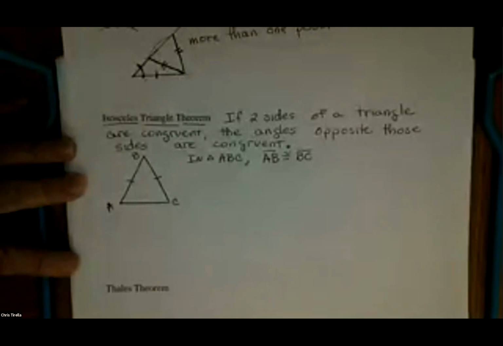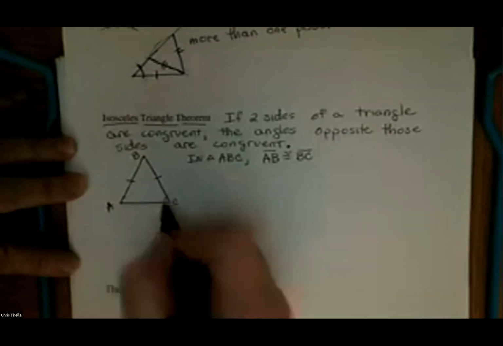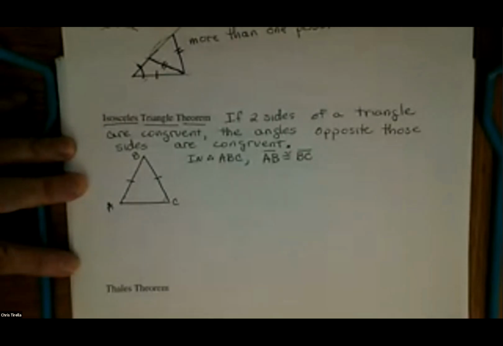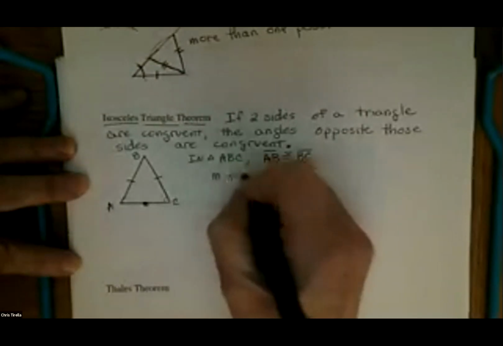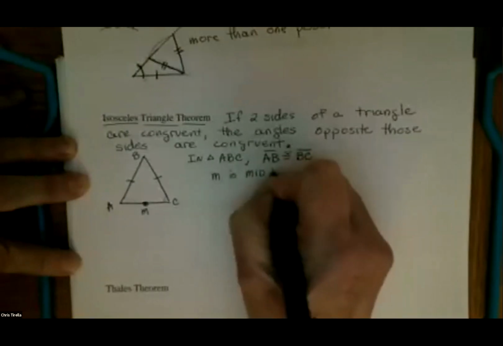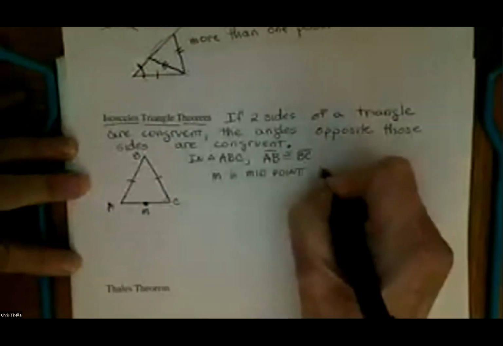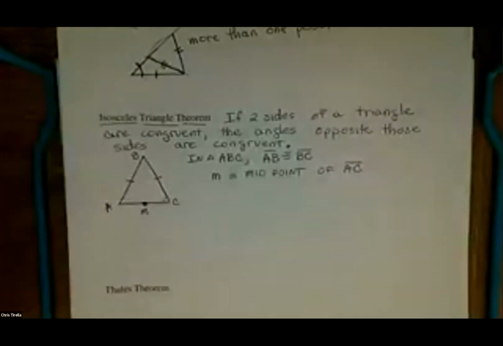And we want to use our vast knowledge of geometry to show that end statement, we want to be able to say that angle A is congruent to angle C. In order to do this, I'm going to add a point. I'm going to say that M is the midpoint of AC.